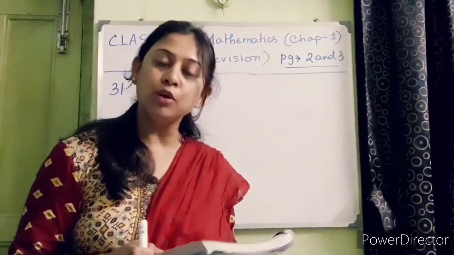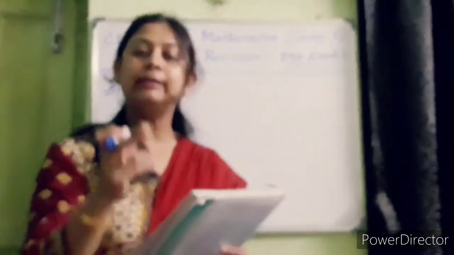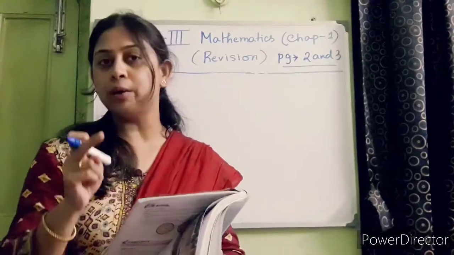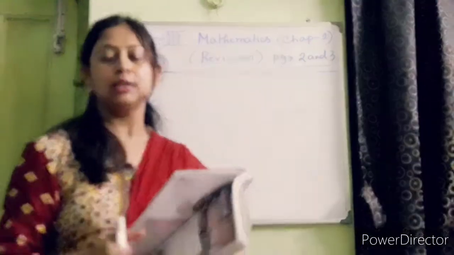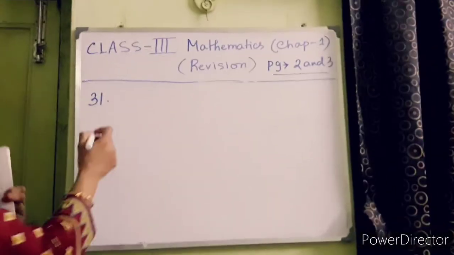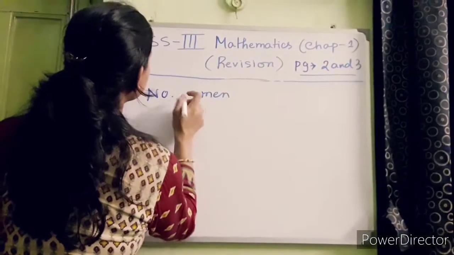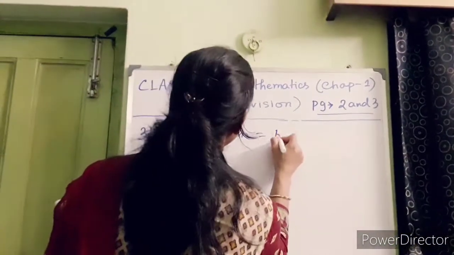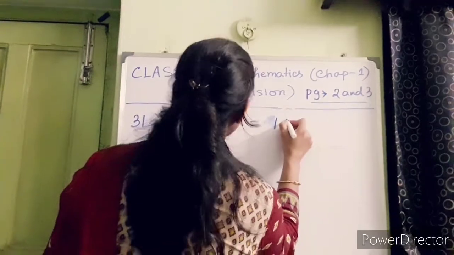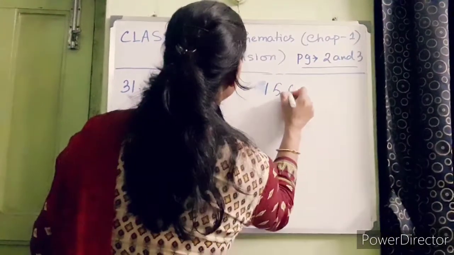When you find the population of the village you have to add all the numbers: the total number of men, total number of women and total number of children. When you solve a word problem, please write the statement. Otherwise, we will not get full marks. Now, number of men equals 1503.